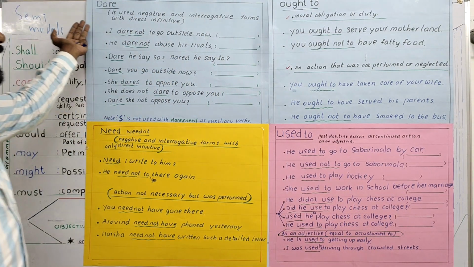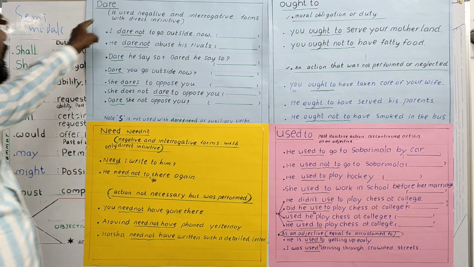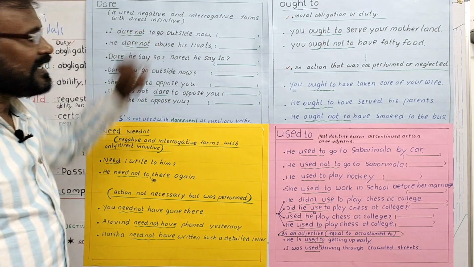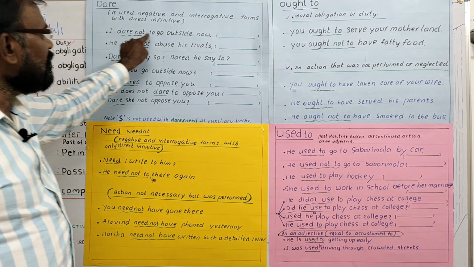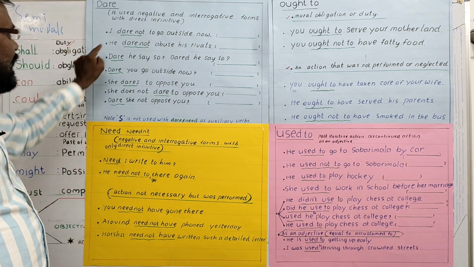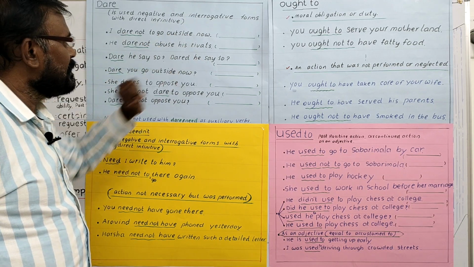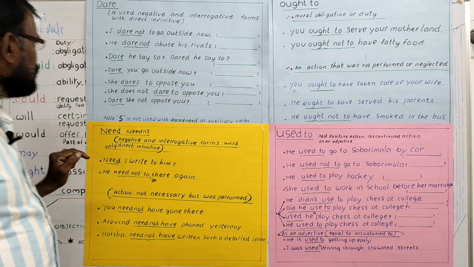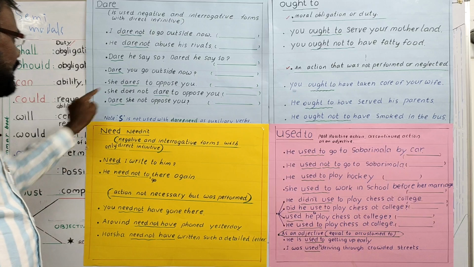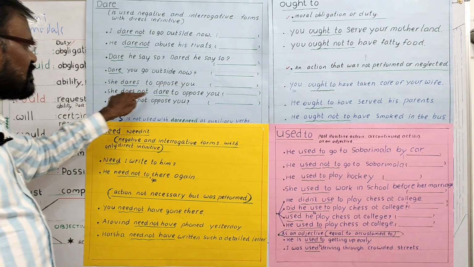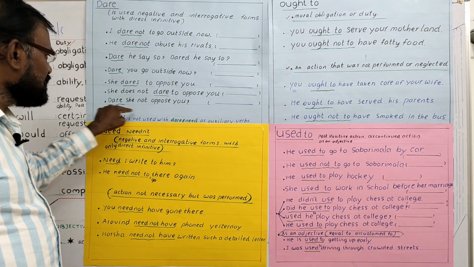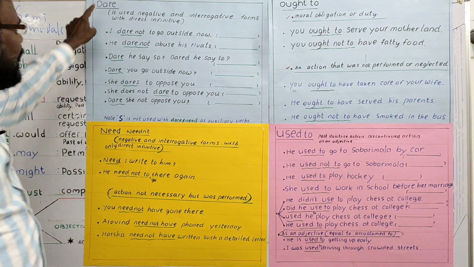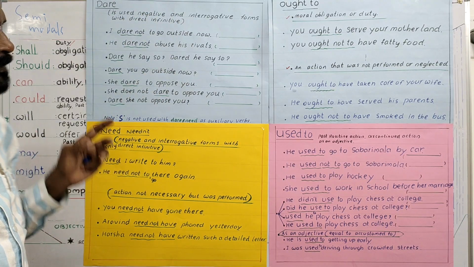And dare and need not. Dare is used in negative and interrogative forms with direct infinitive. I dare not go outside now. He dare not abuse his rivals. Dare he say so? Dare you go outside? He dares to oppose you. He does not dare to oppose you. Dare she not oppose you? These we use the modal verb dare for negative and interrogative purposes.